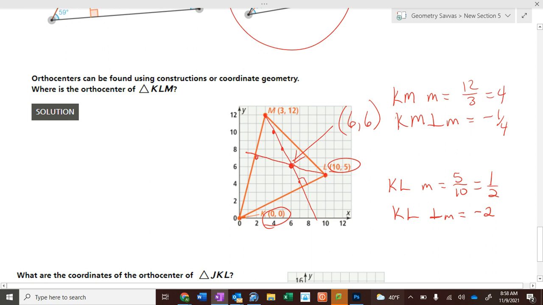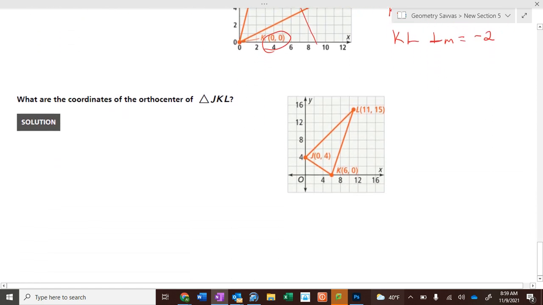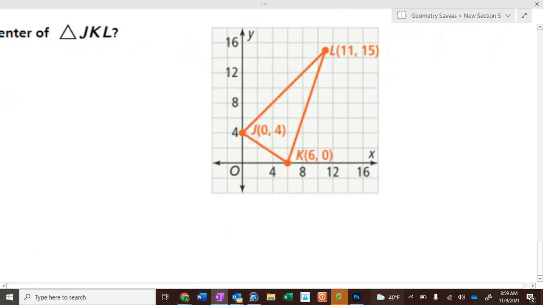So you're going to have to draw a picture, a really good picture. You might want graph paper from the box. Draw out the triangle and then figure out slopes to figure out where the orthocenter is. Let's do that again. Okay.